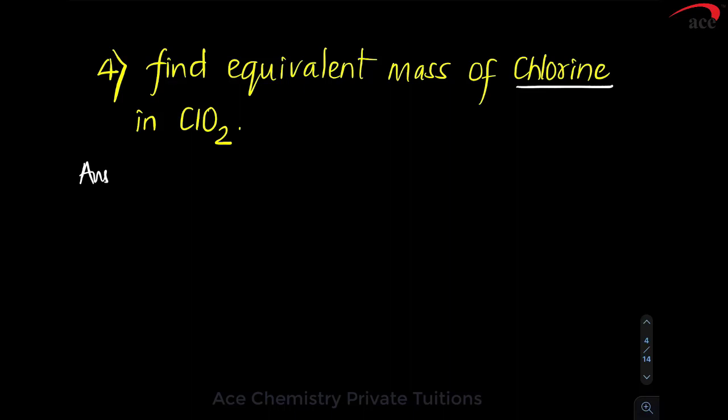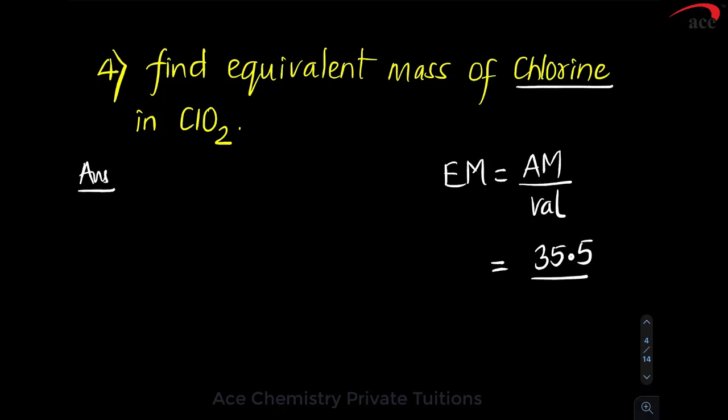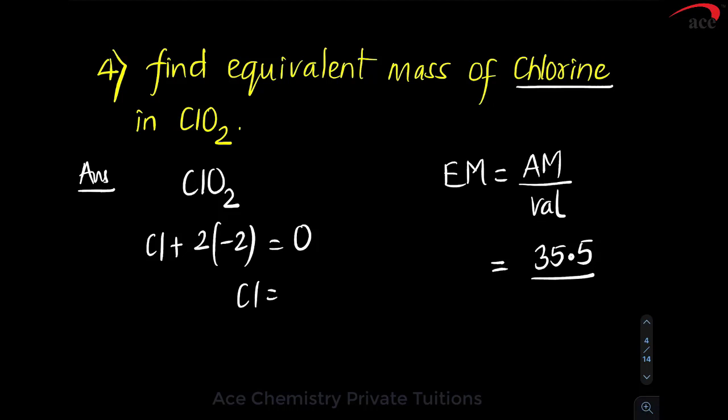Find equivalent mass of chlorine in ClO2. So now chlorine is an element, and for an element equivalent mass is atomic mass upon valency. Atomic mass we know, 35.5, valency we don't know. In ClO2, can I say the oxidation state of chlorine we don't know.